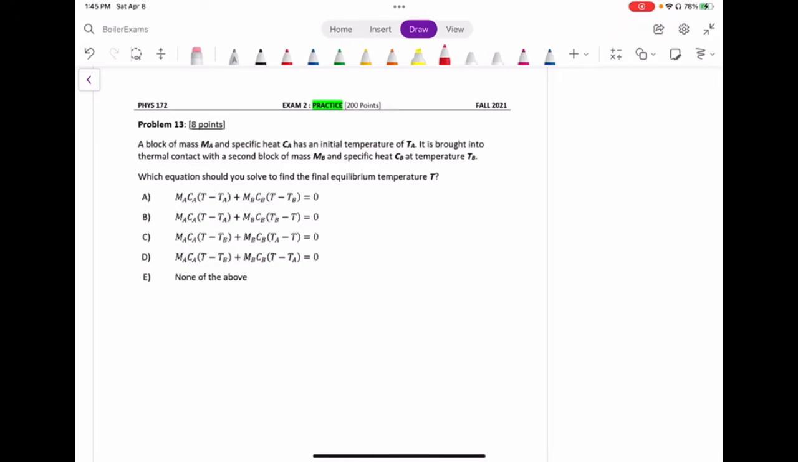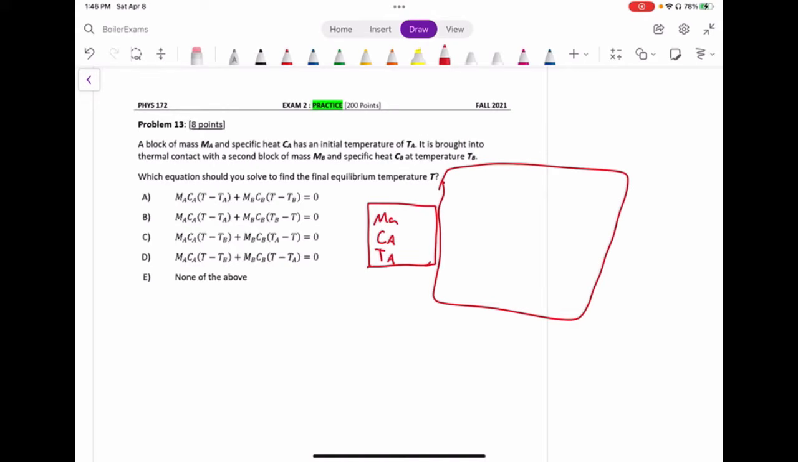Problem 13. We have a block. Block, mass A, specific heat A, initial temperature TA. And there's a second block. I don't know if it's bigger, I'm making it bigger. Mass B, specific heat B, temperature B.